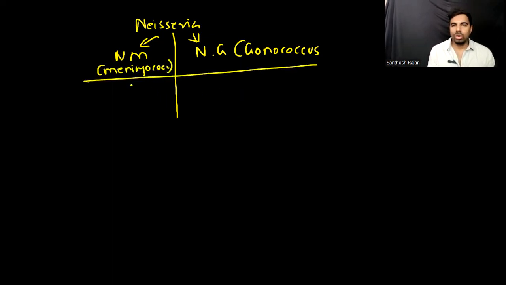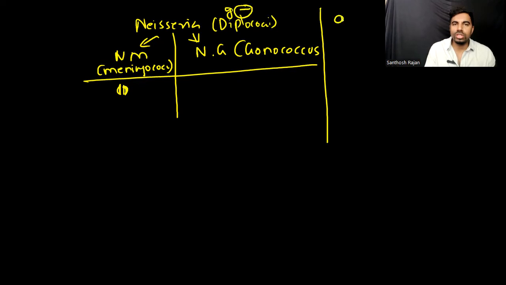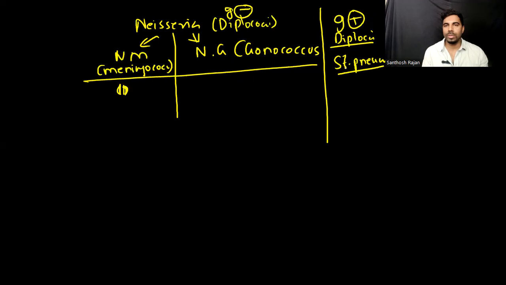Okay. Both main difference is what? They both are diplococci, okay? First of all, both are Neisseria, both are diplococci. Gram negative diplococci. And if you talk about gram positive diplococci, there is only one. What is that? That is your Streptococcus pneumoniae or pneumococcus. Okay, Streptococcus pneumoniae, number one. Another one is your Enterococcus.